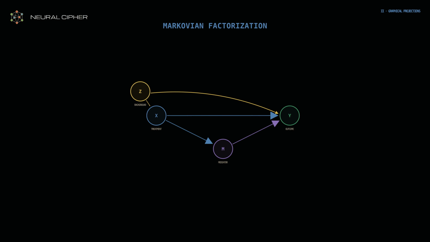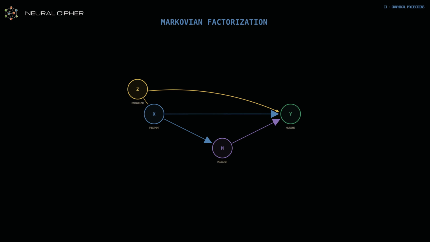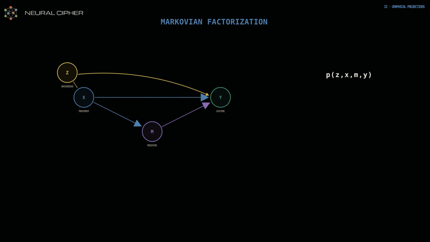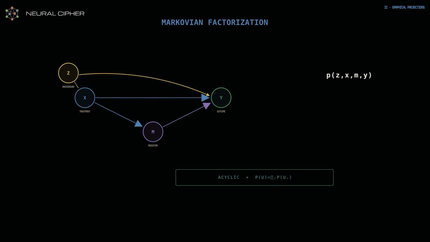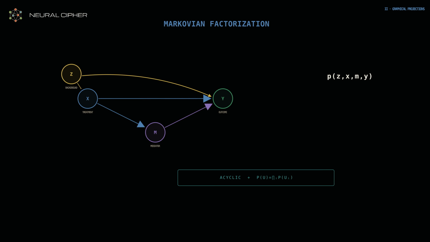Now impose acyclicity and mutually independent exogenous components associated with the endogenous assignments. This is the Markovian case. The induced observational distribution obeys the causal Markov factorization. The joint density or mass function is the product, over endogenous variables, of each variable conditional on its graphical parents.